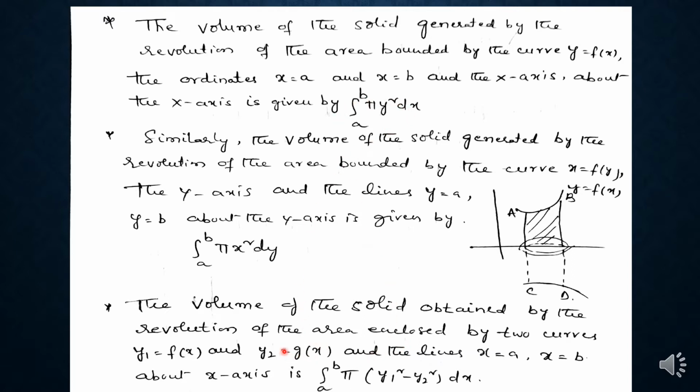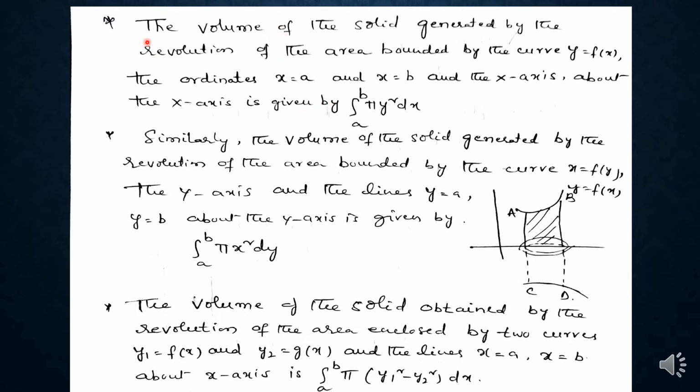To find the volume of such solids, we can use this formula: the volume of the solid obtained by the revolution of the area enclosed between two curves y1 is equal to f of x and y2 is equal to g of x, and the lines x is equal to a, x is equal to b, about the x-axis is integral a to b pi into y1 square minus y2 square dx. So these are the three formulas we will use in this exercise.